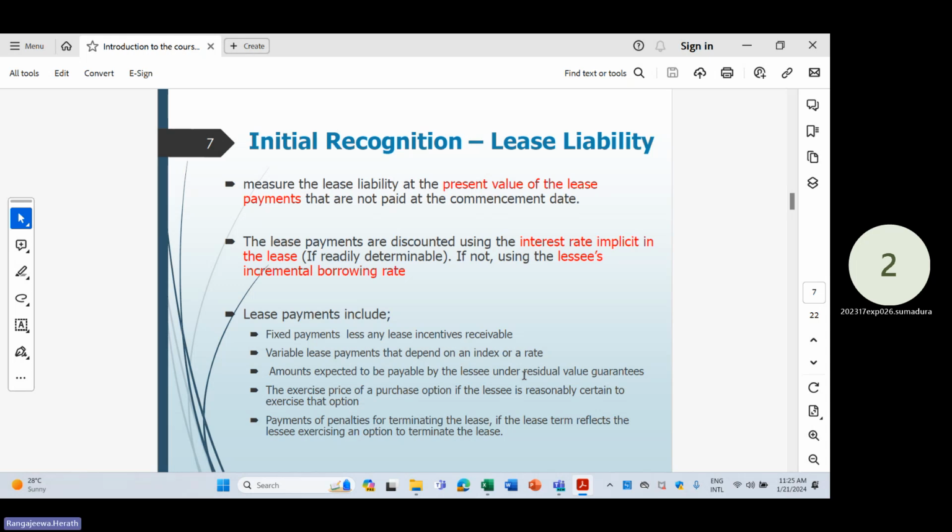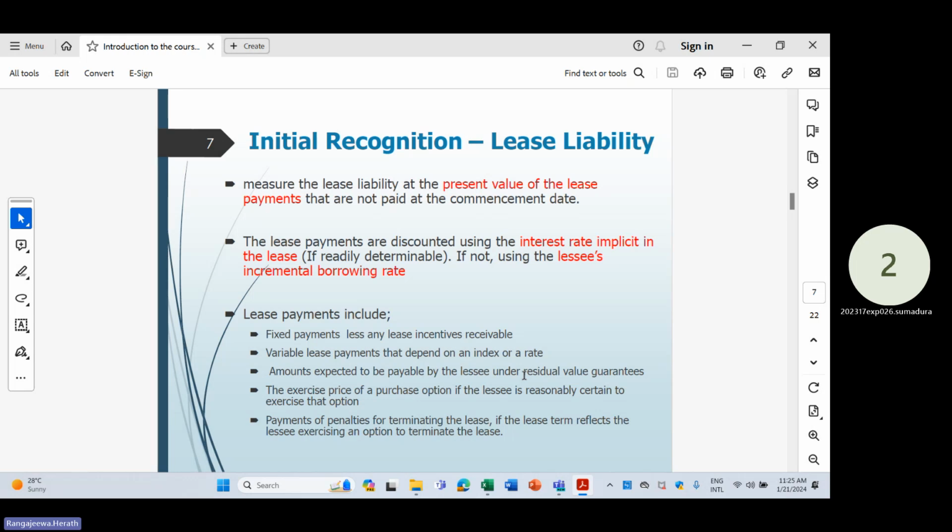That is also part of the lease payment. In certain lease agreements, the lessee is given an option to purchase at a very small nominal price. So it is very much certain that the lessee will make that payment and get the ownership. In that scenario, the purchase option price is also a lease payment.